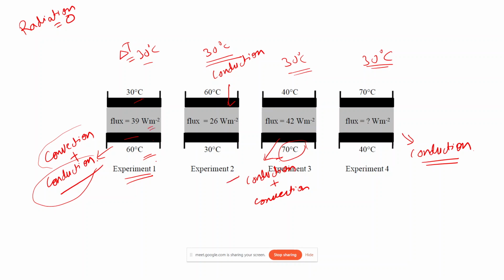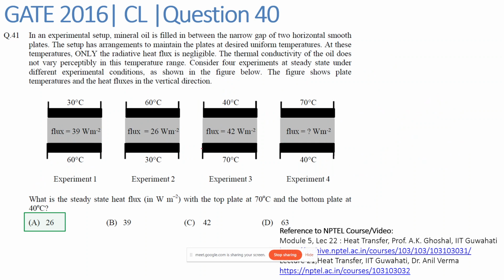Now if we look at experiment 2 and experiment 4, here we will only have conduction, and since delta T is also the same in both cases, the heat flux will be the same as experiment 2, that is, the heat flux will be equal to 26 watt per meter square. So from the given options we can select option A, that is, the heat flux will be 26 watt per meter square. It won't be equal to 39, 42 or 63, since they are very high compared to this term.